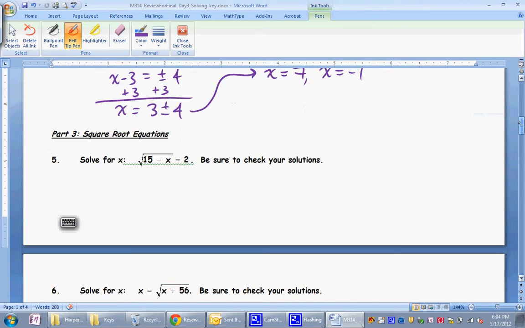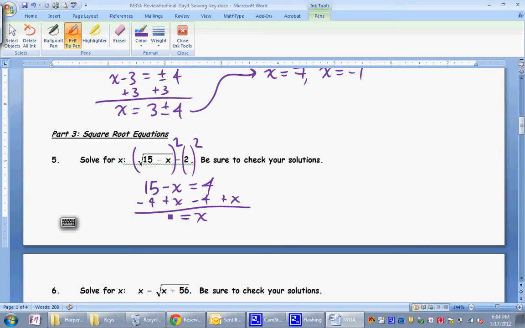In contrast, a problem like number 5 has a square root, and so you undo square roots by squaring. So it's kind of the reverse of what we just did. We're going to square both sides, and we end up with 15 minus x is equal to 4. Now I'm going to do two algebraic steps at once. I'm going to add x to both sides and subtract 4 from both sides, and you end up getting x is equal to 11, which turns out it's your final answer, x equals 11.